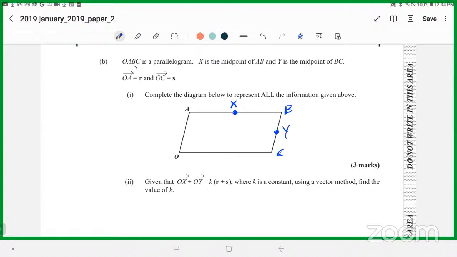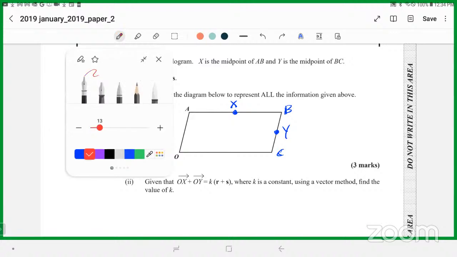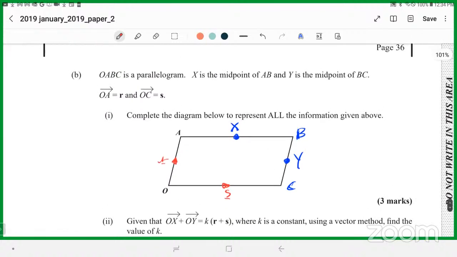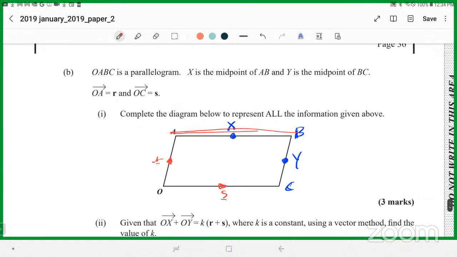Then it says OA is r, small r, and OC is S. Those are the vectors now. The vector from O to A is r. I'm going to put that on the diagram right here. And the vector from O to C is S. That's this side. Let's complete the diagram. Now, this whole side is also S. But this is the midpoint.